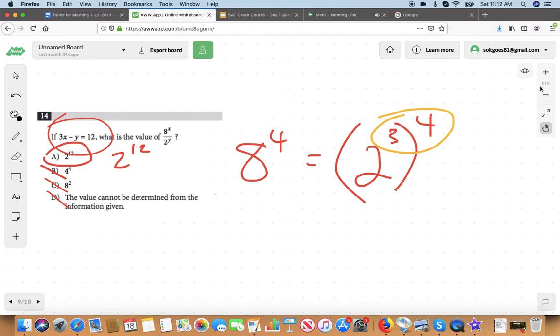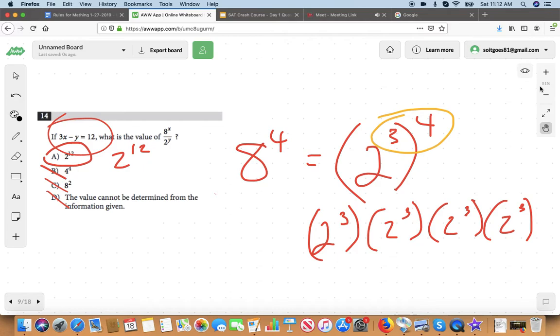But anyway, let's think about what it means to raise something to the power of 4. What does it mean to raise something to the power of 4? So times itself 4 times. That means 2 to the power of 3 times 2 to the power of 3 times 2 to the power of 3 times 2 to the power of 3. Does that make sense?